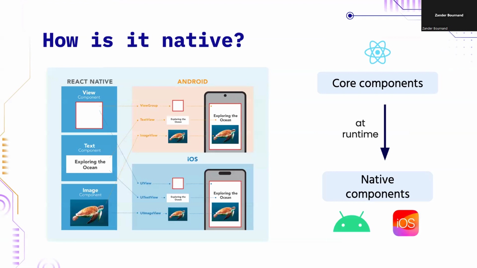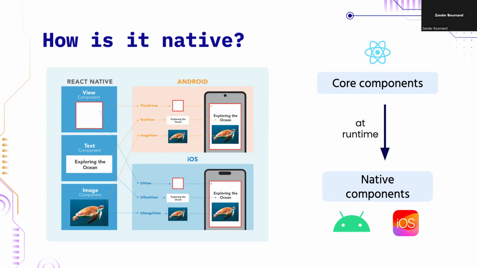So, like I was mentioning, how is React Native native? On the left here, we have certain components in React. This is a React Native app. So you have this View component, this Text component, this Image component. What it does basically is, at runtime, it converts these core components into the native version of those components. These are all called core components, and we'll look at them in detail afterward.